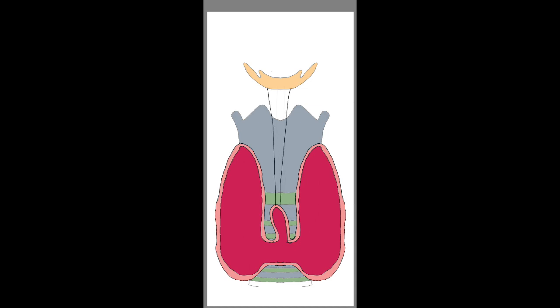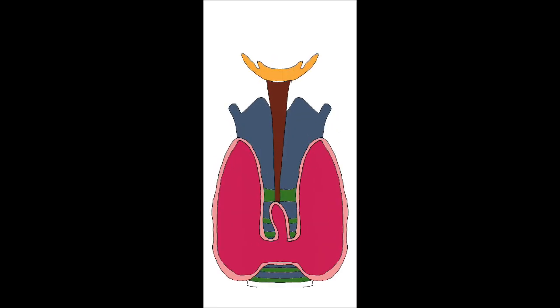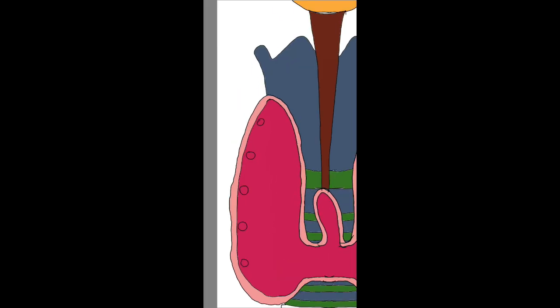Apart from this, there can be a fibrous or fibromuscular band extending from the pyramidal lobe to the hyoid bone. Deep to the true capsule, there is a dense capillary plexus.